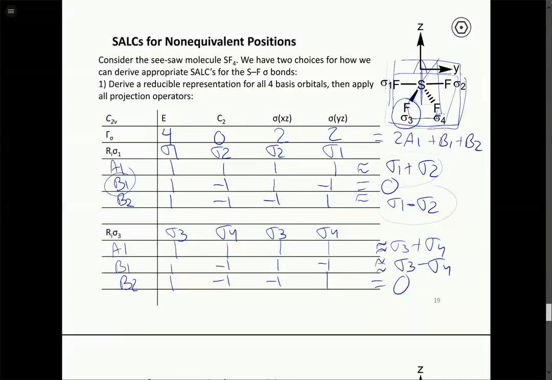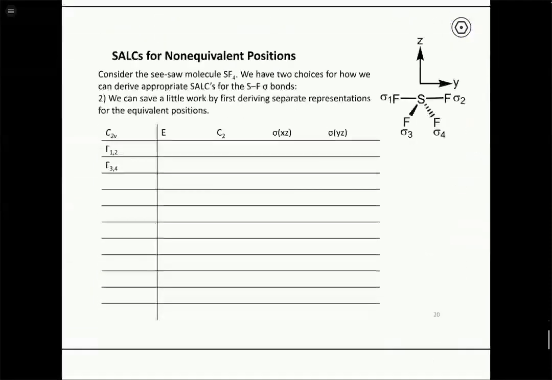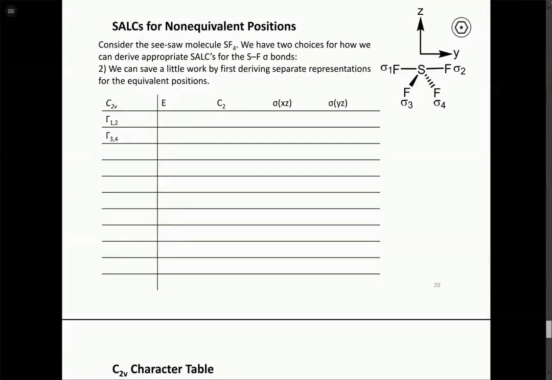There is a slightly shorter way to do this, which is to recognize ahead of time that we have non-equivalent positions. And then the way we can deal with this instead is we derive representations that only include sigma 1 and sigma 2, and then we derive a second set of representations that only include 3 and 4. So when we do this, if we derive a representation for sigma 1 and sigma 2, those are the positions that are equivalent with each other or that are interchanged under the operations, we only have two orbitals there. C2 moves them both again.